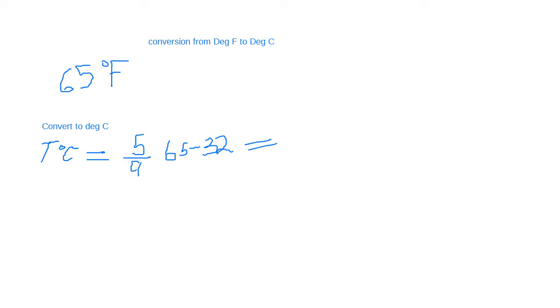You subtract first. There's supposed to be parentheses there. So subtract first and then multiply. All right, so you're saying I should put some parentheses there. So then I have 5/9 times 33, and that equals what?